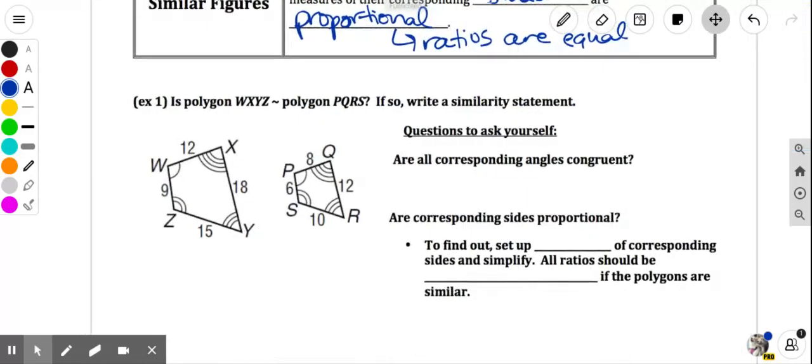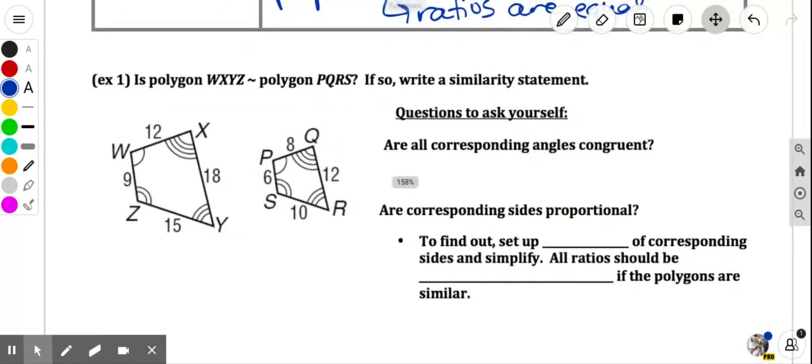So there's two things that we're going to be doing in this section. We're going to be given figures, like this first example, and asked to determine if they're similar. And also we will be given similar figures and we'll use those similar figures to find missing parts. So those are the two different things we're going to do. So let's start off with determining if shapes are similar.